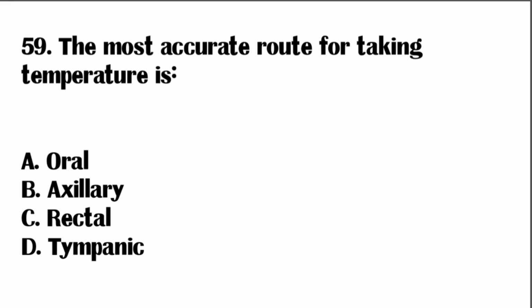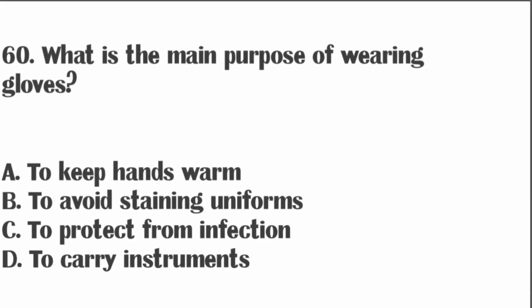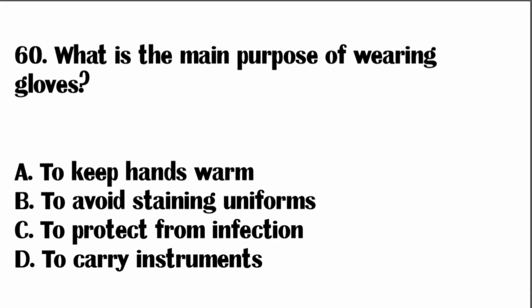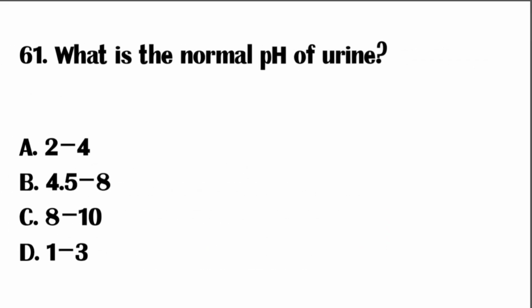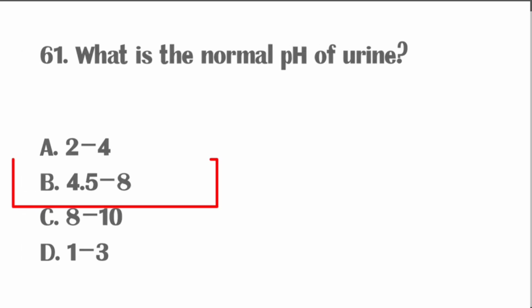Next question. The most accurate route for taking temperature? Correct answer: rectal. Next question. What is the main purpose of wearing gloves? Correct answer: to protect from infection. Next question. What is the normal pH of urine? Correct answer: 4.5 to 8.